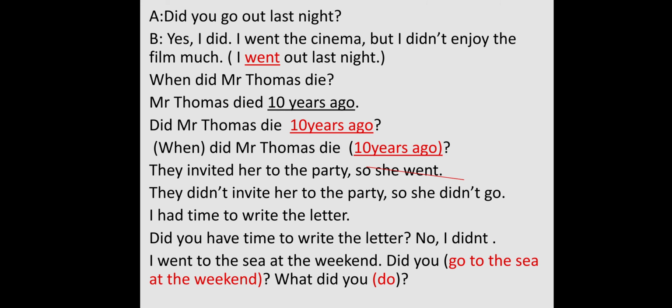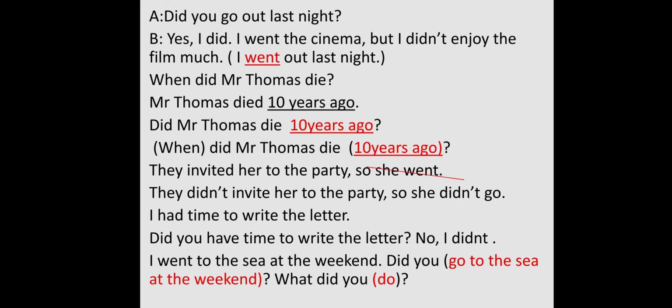In the previous sentence, when did Mr. Thomas die? Ten years ago. We removed ten years ago because we used the question word when to ask about ten years ago. We don't put the question and the answer in the same sentence. So we remove ten years ago, it becomes, when did Mr. Thomas die? But here, we can't remove go to the sea without putting anything. We must use do in its place because we are asking about the verb. So we ask, what did you do?